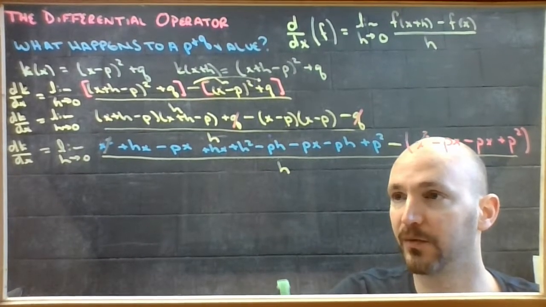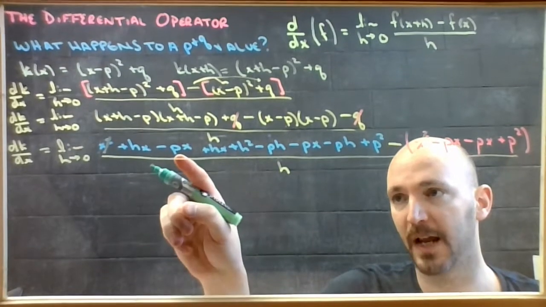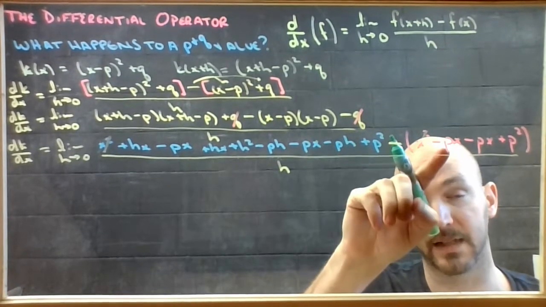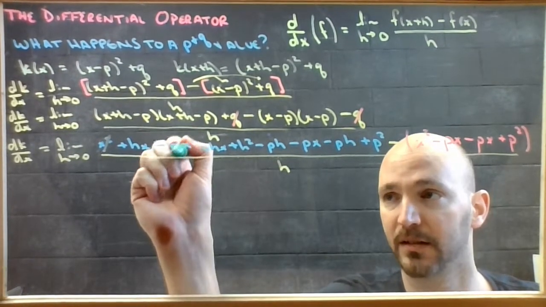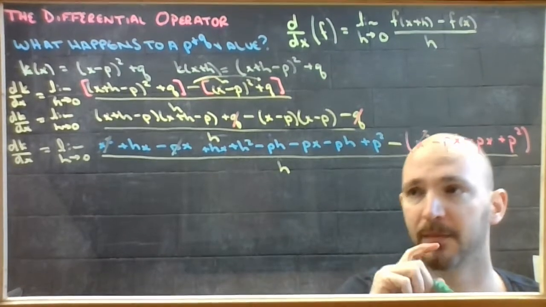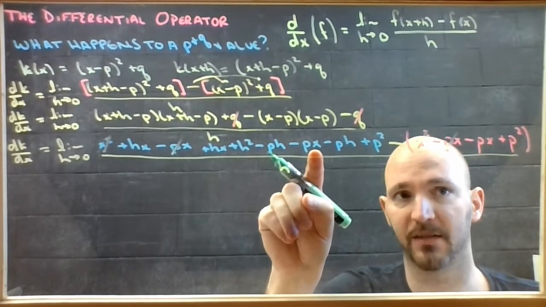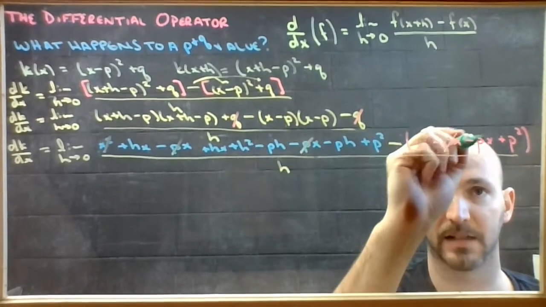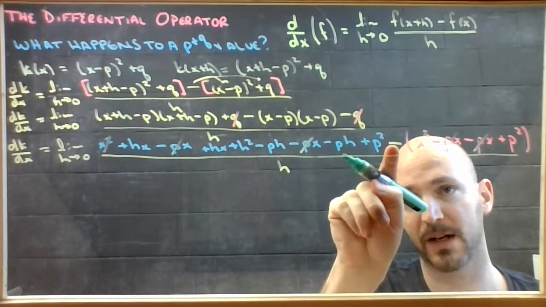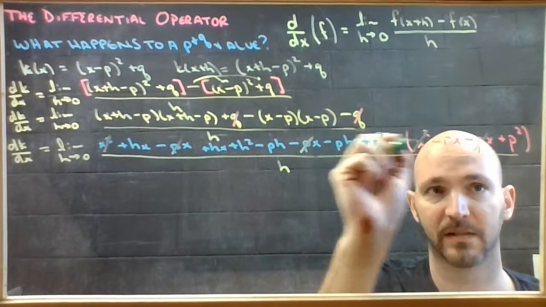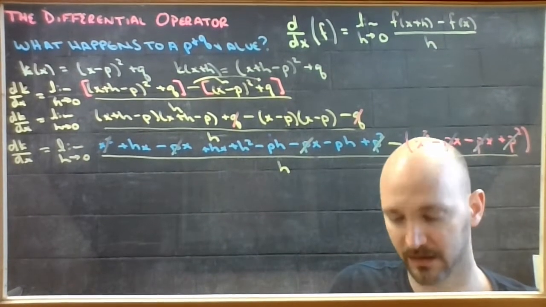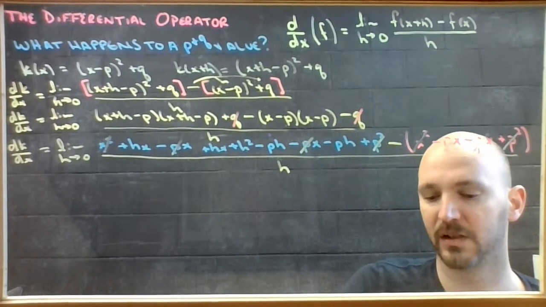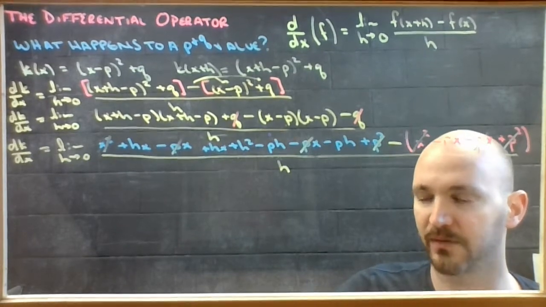I have a negative px minus a negative px. Gone. I have an ultra negative px minus a negative px. That is gone. And I have a p squared subtract a p squared. Gone. All right. So let's dig through here and see who survived.